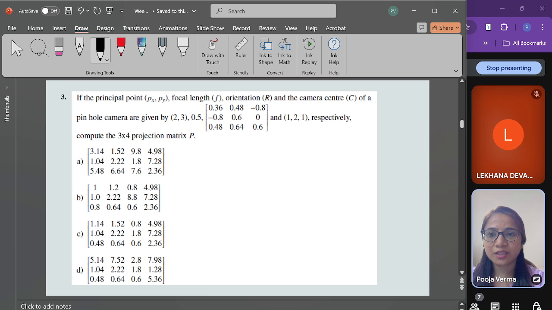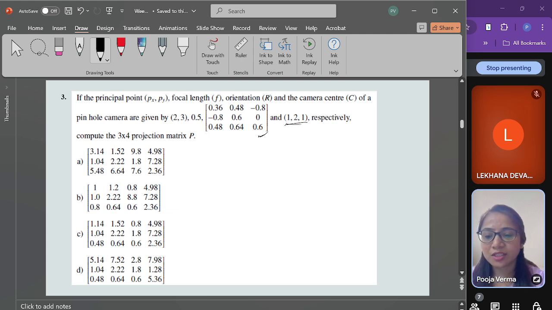So the next question is, if the principal point px, py, focal length, orientation and camera center C of a pinhole camera are given as: principal points 2, 3, focal length 0.5, orientation represented by this matrix R, and camera center 1, 2, 1 respectively. Then compute the 3 cross 4 projection matrix P. So how can we compute the 3 cross 4 projection matrix?